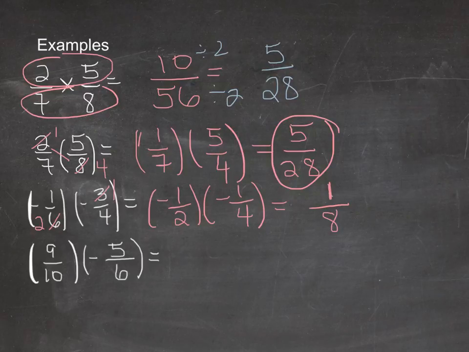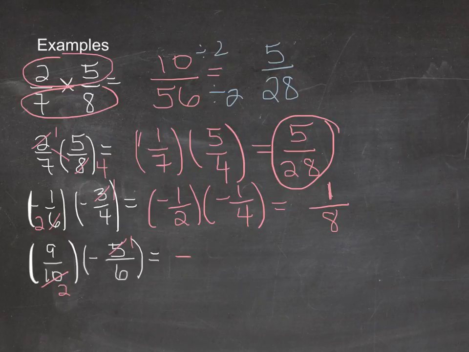Okay, and then in the last one here, I have positive 9 over 10 times negative 5 over 6. So I have a positive times a negative, so I know my answer is going to be negative. And then I look for cross-canceling again. So 10 and 5, if I look at those first, have a common factor of 5. So 5 divided by 5 is 1, 10 divided by 5 is 2.